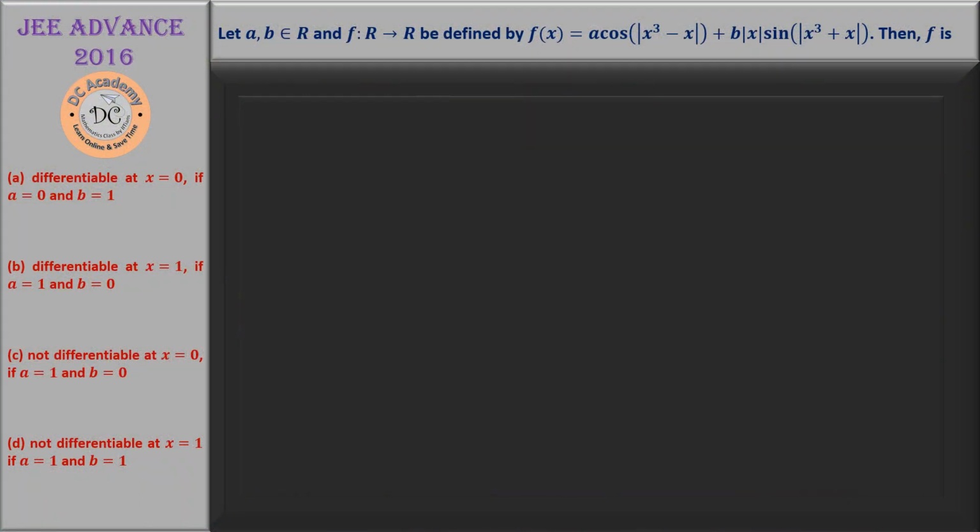We have that the argument of the cos function and the sine function will be in modulus form, and we have x cube minus x and x cube plus x. So first we try to understand these two functions, and then we'll proceed with this problem.